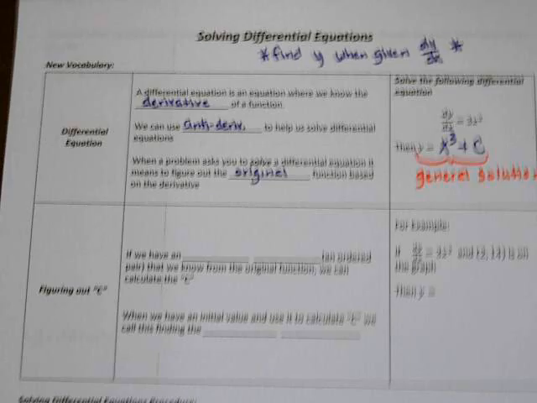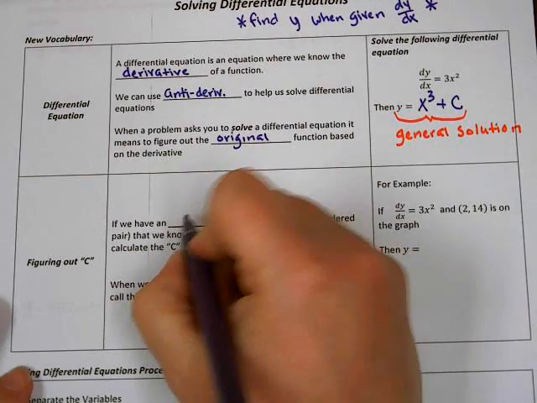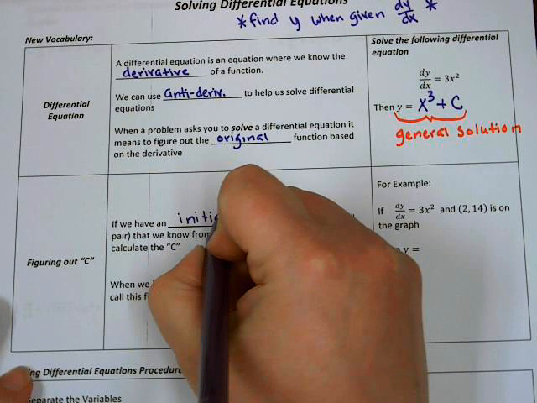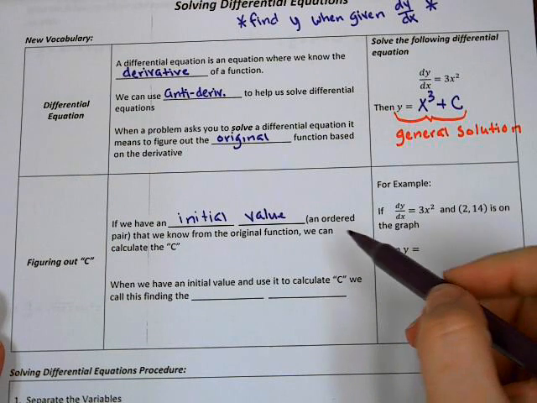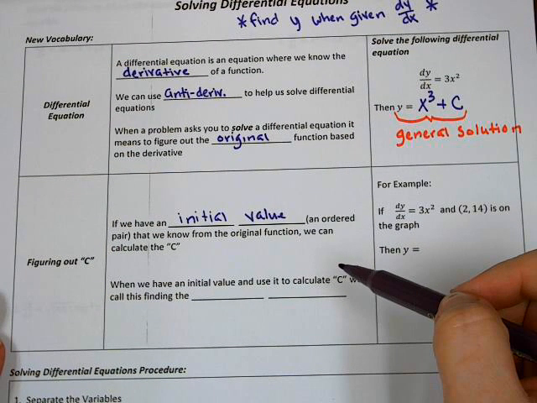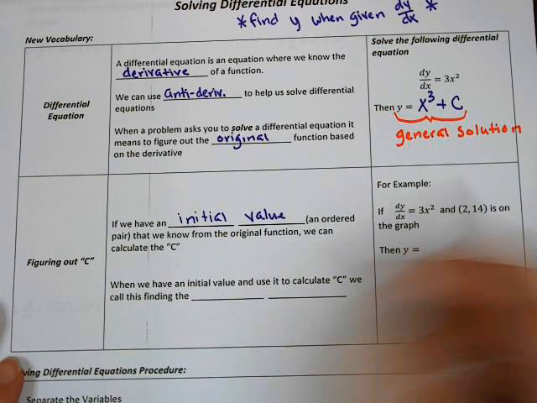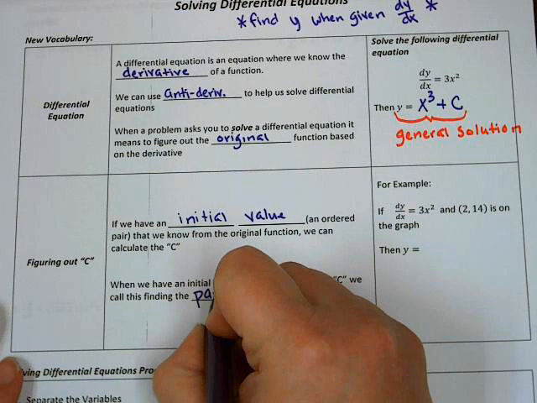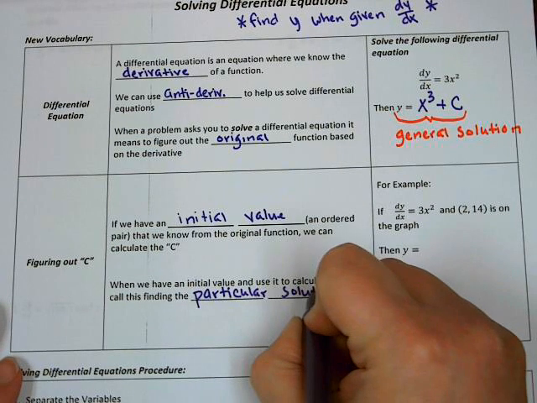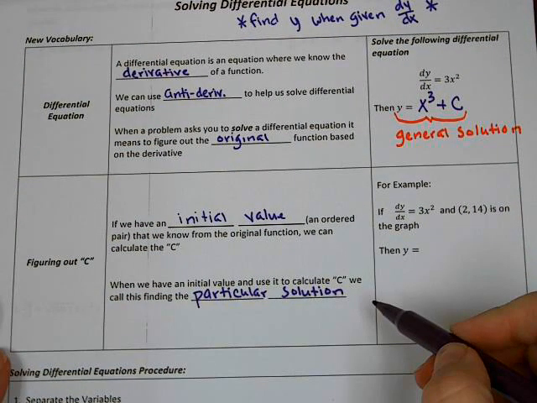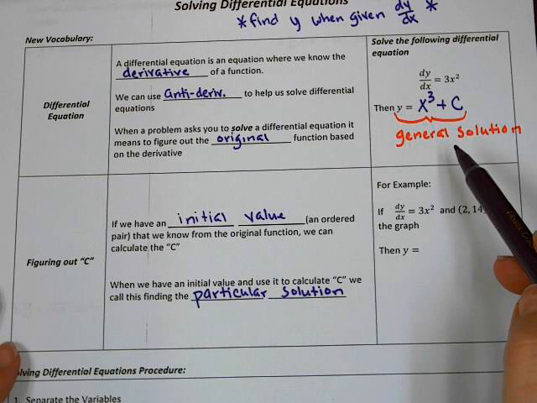Okay? So figuring out c we talked a little bit about in class today. If we have an initial value, in other words, if we have an ordered pair that we know from the original function, we can calculate the c value. When we have that particular value and we use it to calculate c, we call this finding the particular solution. So if we find the c value and plug it in, that's the particular solution. Anytime it's got the c in it still, that's the general solution.